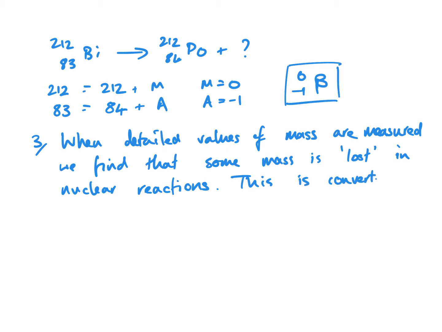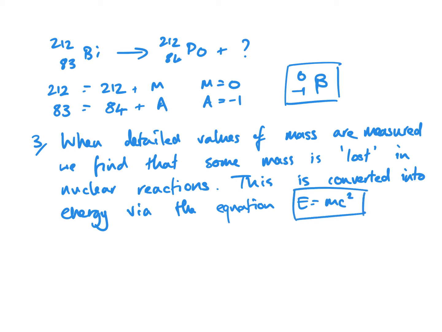That lost mass, or mass loss, sorry, is converted into energy via the most famous scientific equation, E equals mc squared. Now, we can look at that in a bit more detail. We can look at that from the idea of fission reactions and fusion reactions.